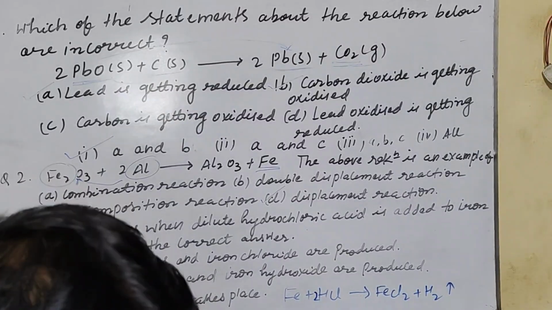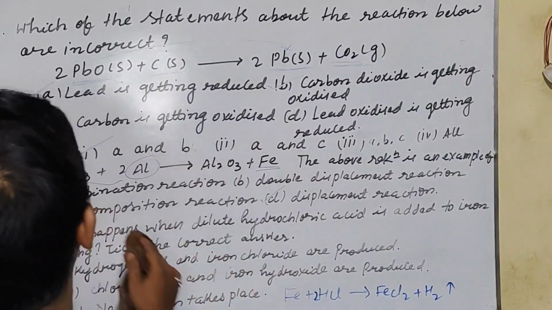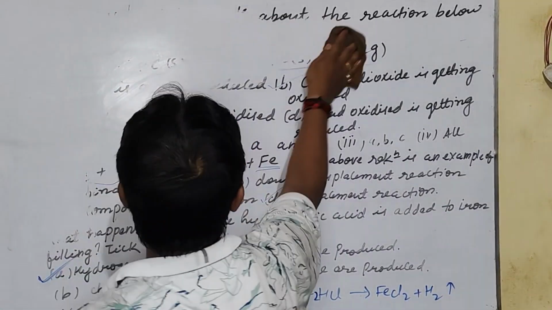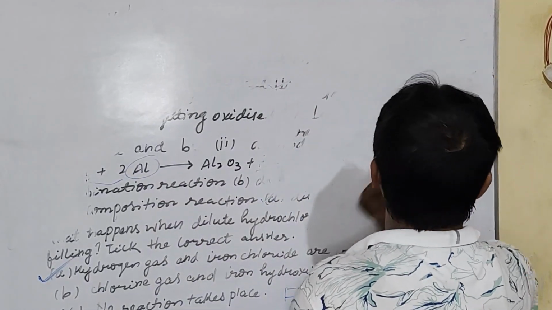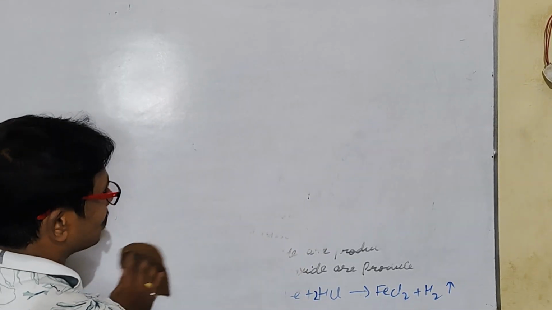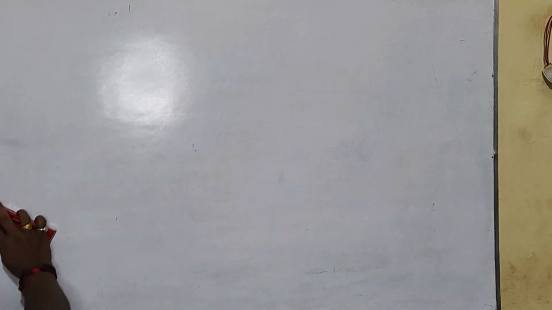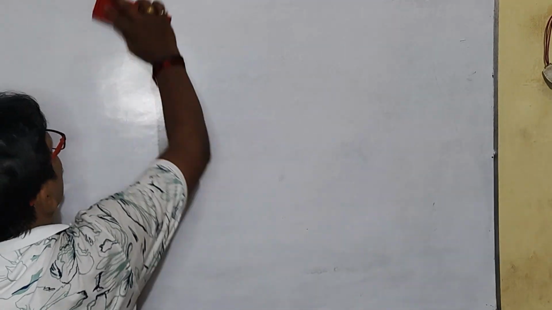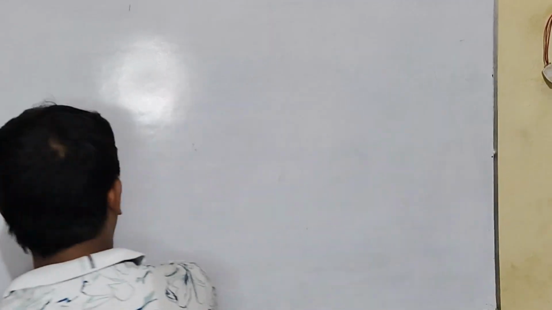Question number 4, I am going to teach you question number 4. I want to teach you approximately 5 to 6 questions daily, so it takes 1 or 2 videos to complete the syllabus. Question number 4 is: what is a balanced chemical equation, and why should a chemical equation be balanced?